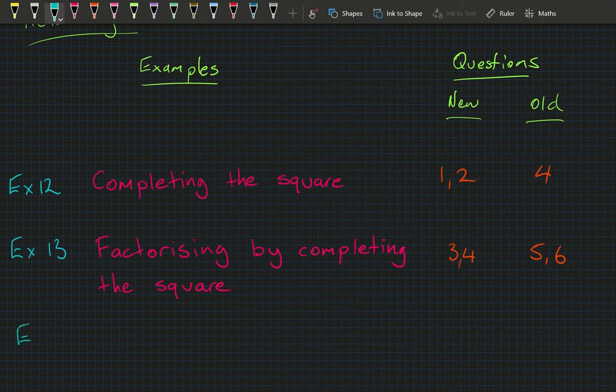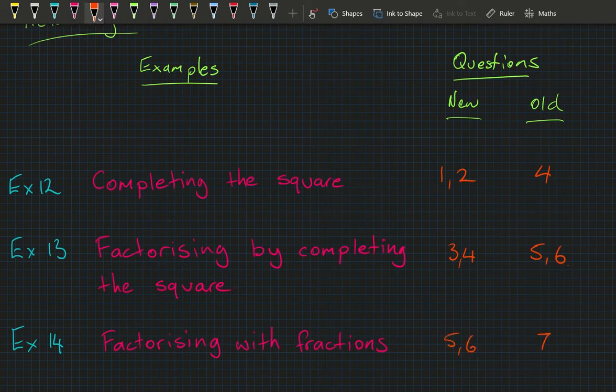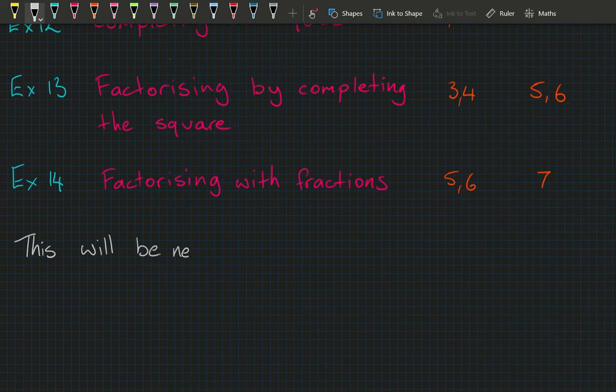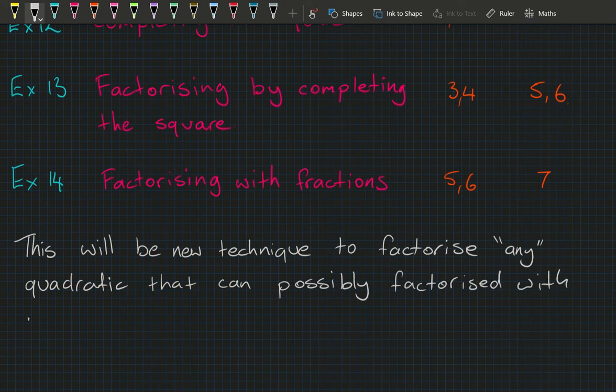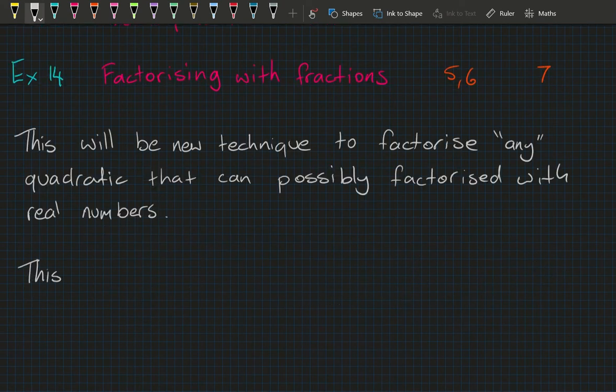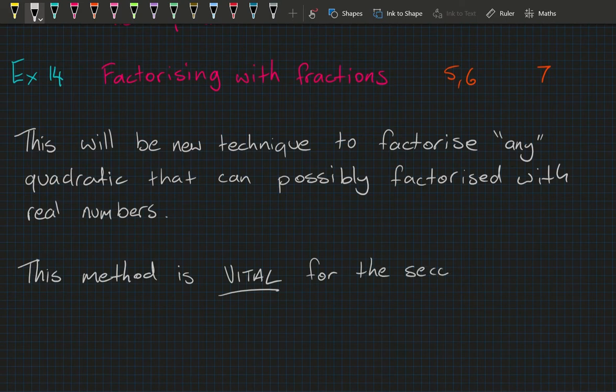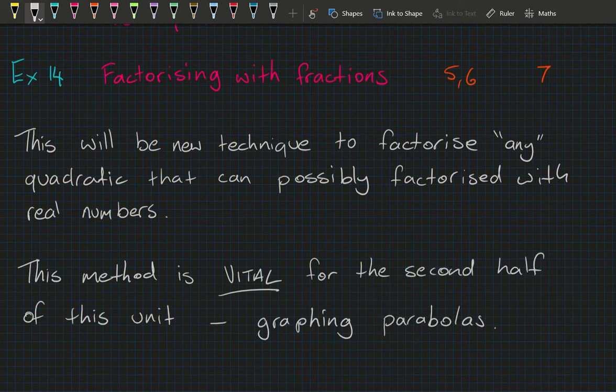And then we'll do example 14, factorising with fractions. And your pre-learning questions will be 5 and 6 in the new book and 7 in the old book. So this is going to be a new technique to factorise any quadratic that can possibly be factorised with real numbers. This method is vital for the second half of this unit, which is graphing parabolas. Alright, I'll see you in the introduction.